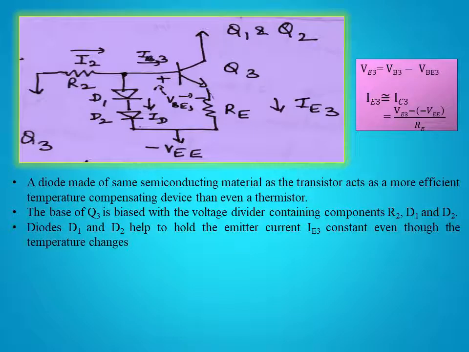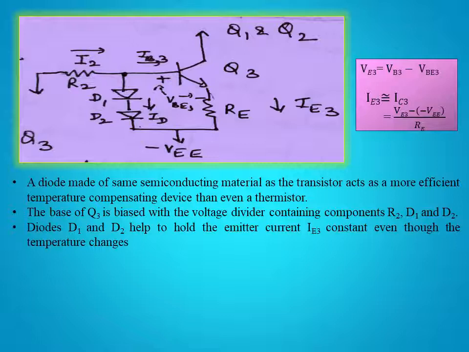A diode made of semiconducting material, like the transistor, acts as a more efficient temperature compensating device than even a thermistor. So we have used diodes in order to stabilize Q3 against the changes produced because of temperature. The base of Q3 is biased with a voltage divider containing R2, D1 and D2 as shown in the diagram. Diodes D1 and D2 help to hold the emitter current constant even though the temperature changes.